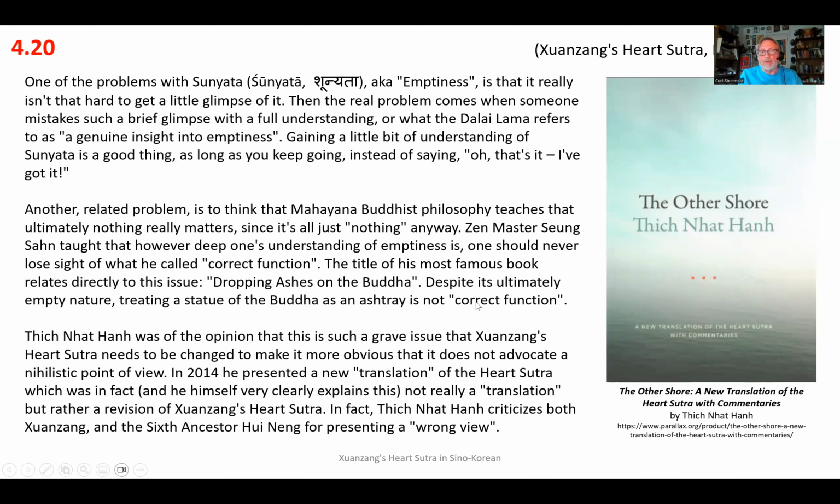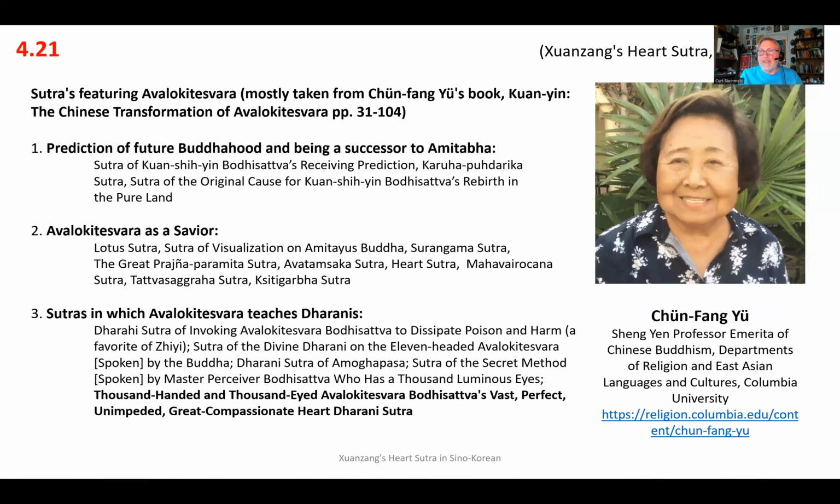And Zen Master Sung San would just teach, well, that's not correct function. Another way of saying that is, it's not very nice. If you understand emptiness, it doesn't turn you into a jerk who upsets other people. That's not a deep understanding of emptiness. Anyway, sorry to go off on a little tangent on Buddhist philosophy, but in the Heart Sutra, you have to deal with the concept of emptiness. That is the main thing in the Heart Sutra.